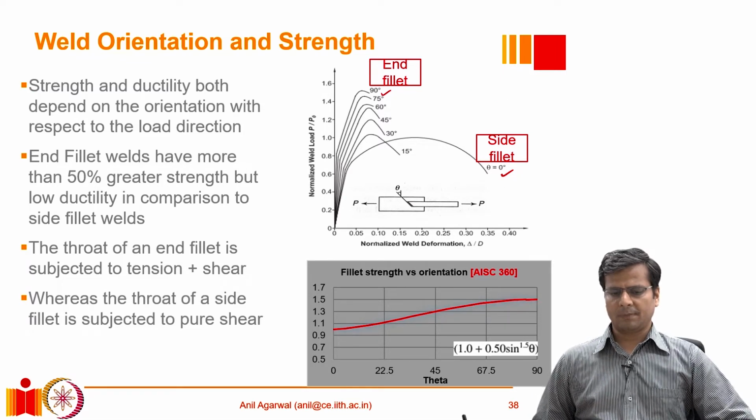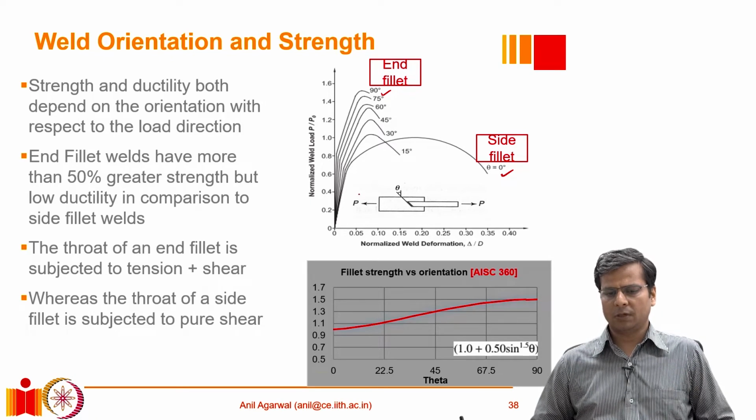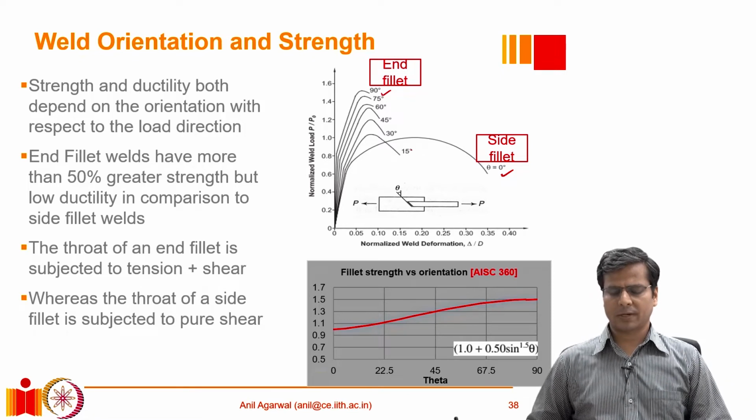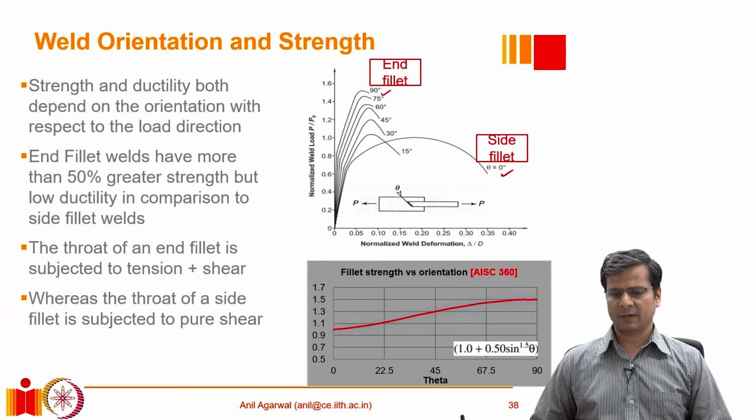Then they plotted the deformation on the weld against the load resistance of the weld, and what they observed was quite significant here, which controls the behavior of a fillet weld. They observed that when we are talking about side fillet, that's when the angle theta is 0, the strength is very small. But when the angle changes to 90 degree, that's when we talk about end fillet. At that time, the strength of that fillet weld is much higher than the earlier case. That is approximately 50% or higher than the original strength in comparison to side fillet. Also, the weld is much more ductile in a side fillet configuration in comparison to the end fillet configuration.